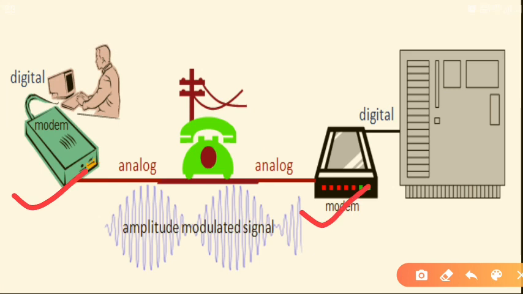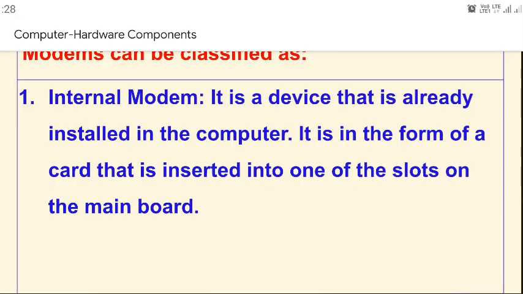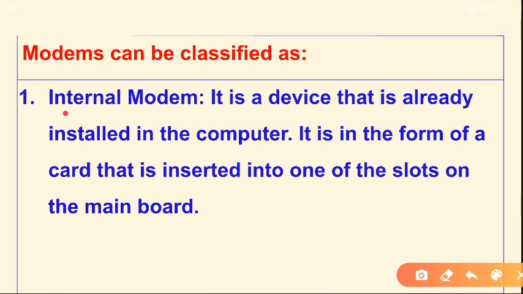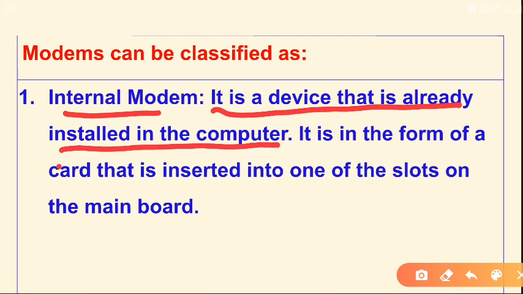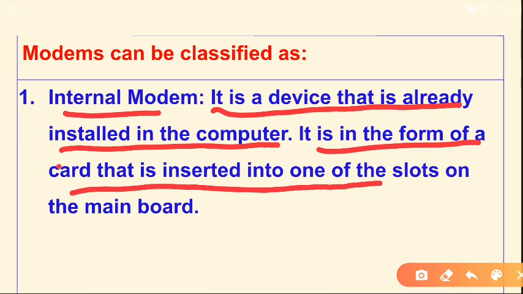Okay, and there are different types of modems that do this procedure. Okay students, so this is the work of a modem. Now there are three types of modem. The internal modem, as the name suggests, internal. As we studied internal hardware, in the same manner an internal modem is a device that is already installed in the computer. It is in the form of a card that is inserted into one of the slots on the main board or the motherboard.